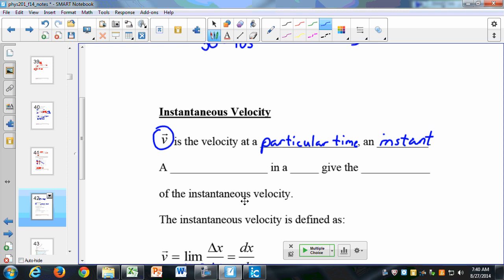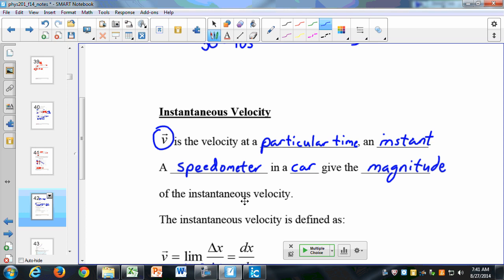So, for example, a speedometer in a car gives the magnitude of the instantaneous velocity. What it does actually is it calculates an average velocity, but over a very, very small time interval. And so we call that the instantaneous velocity. So as your car is traveling along, it'll calculate the distance that you travel divided by the time, and that's an average velocity, but for a very small time interval, which is the same as the instantaneous velocity.